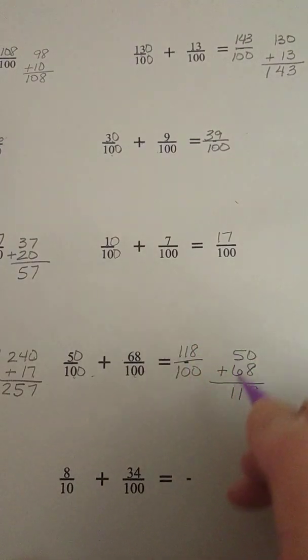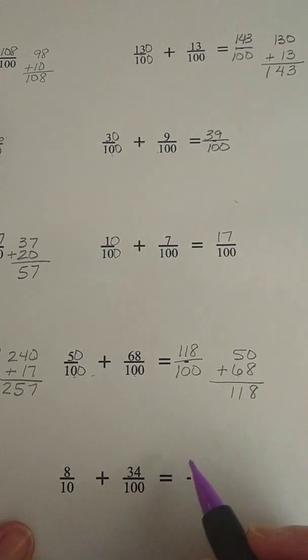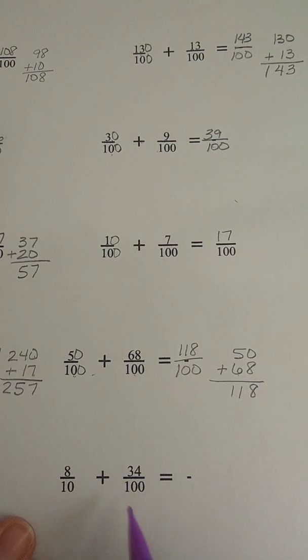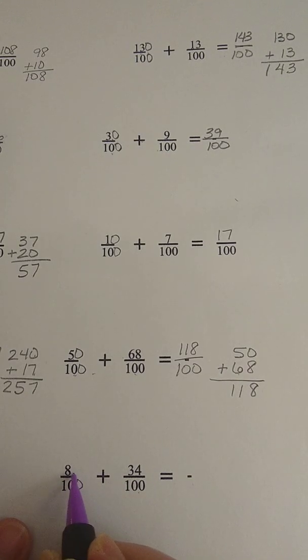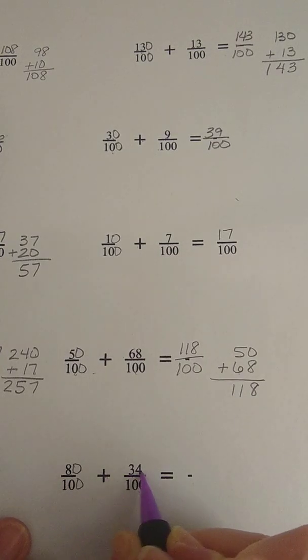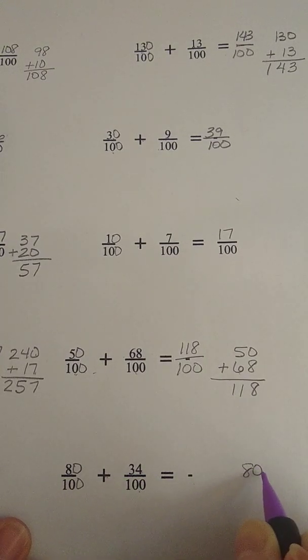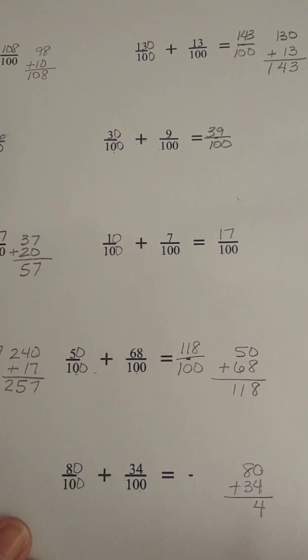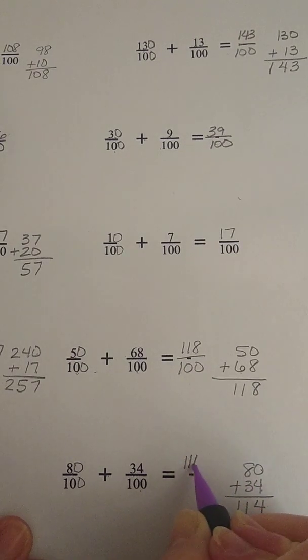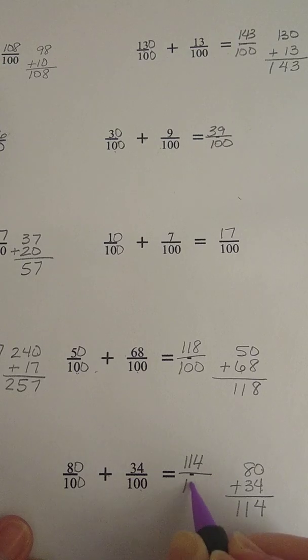Let's see if we can get that to focus again. And our last one down here is times 10, times 10, 80 plus 34. So 80 plus 34. 4 plus 0 is 4, and 8, 9, 10, 11, 114 over 100.